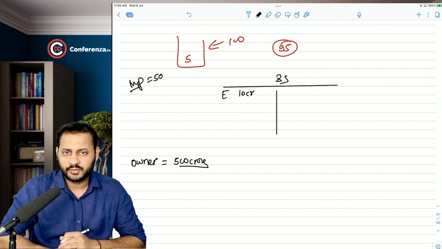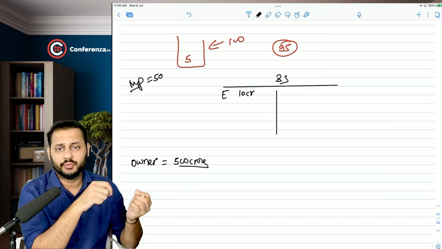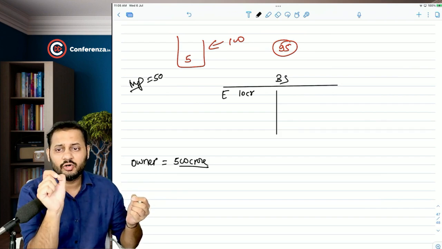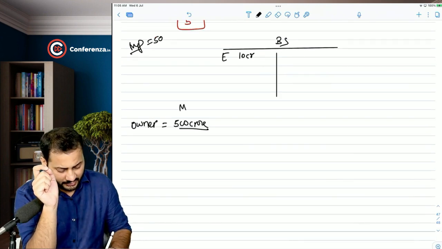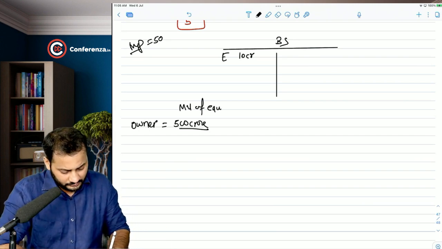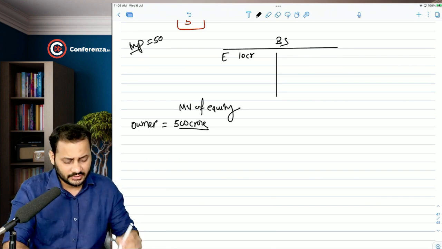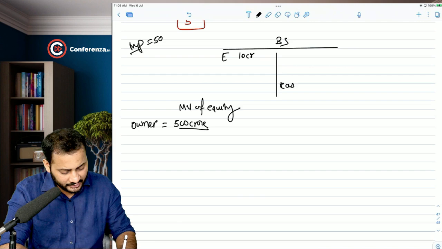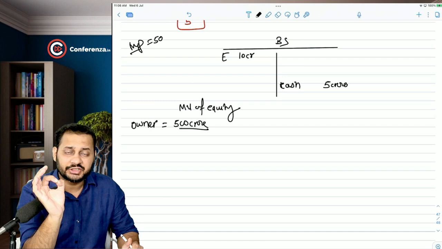50 into 10, right? So 500 crore is the total cost of the company, but this does not show you the real cost which is being borne by you. See, understand, this is the market value of equity, right? But the moment you buy this company, you also buy the cash lying in the bank balance, let's say 5 crore rupees.